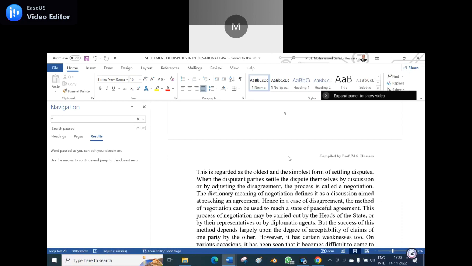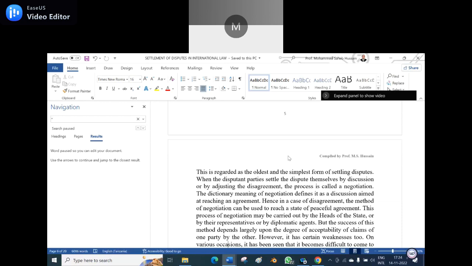The best one is... If you don't know, you say pass on. Mediation. Mediation, because we discussed yesterday. Then I also discussed this. The best way of justice is settlement. I appreciate Dorcas. The dictionary meaning of negotiation defines it as a discussion aimed at reaching an agreement.